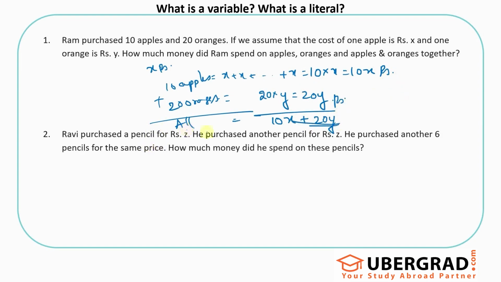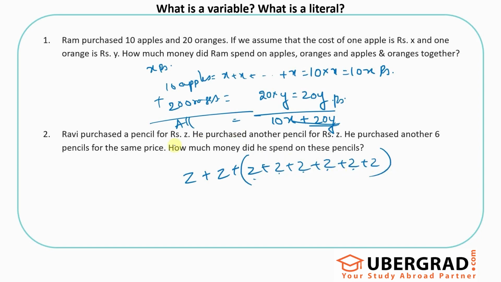Ravi purchased a pencil for z rupees. He purchased another pencil for z rupees. He purchased another 6 pencils for the same price. How much money did he spend on these pencils? It's like this: z rupees on one pencil plus another z for another pencil, and then he spent a similar price for 6 more pencils. These are the 6 pencils I'm talking about: 1, 2, 3, 4, 5, 6.